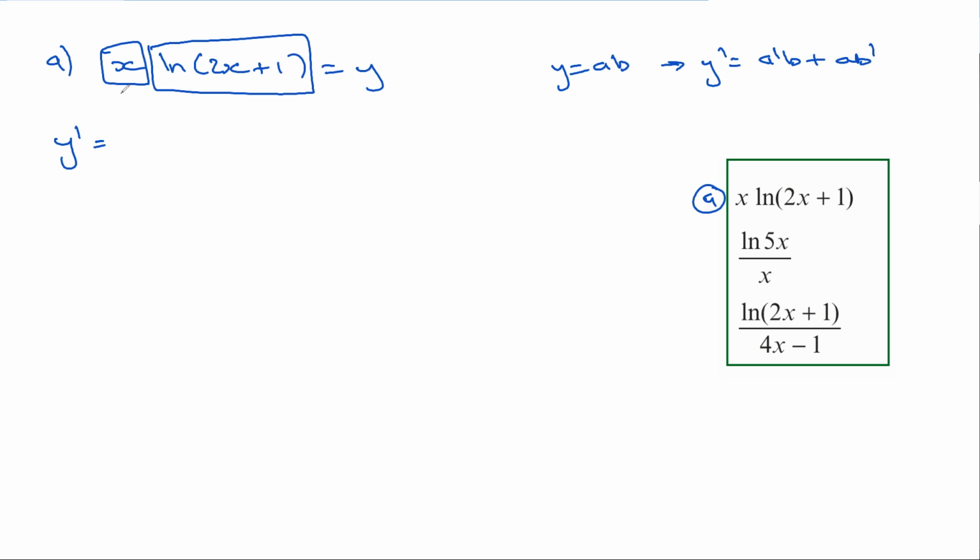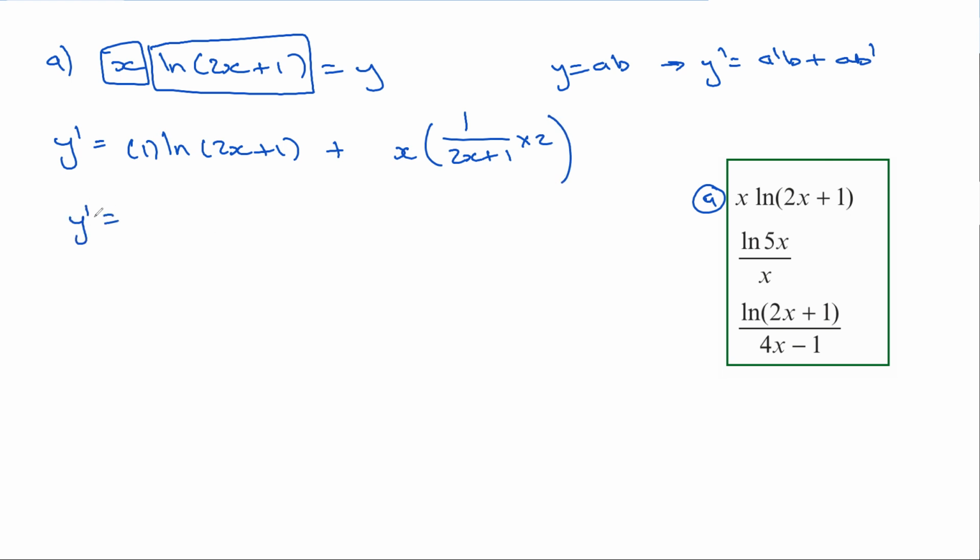So if this is going to be that, then I need to derive one, not derive the other. So let's derive x, it'll be 1, and then not derive the other, so it'll be ln(2x plus 1), and then plus, keep that, and derive this function. Now when I derive that function, it'll become 1 over 2x plus 1 multiplied by the derivative of the inside, which is 2. So 1 times 2 in the numerator. Yes, it'll be times 2 there.